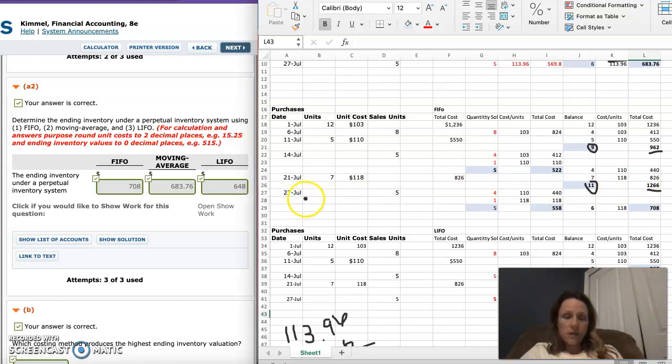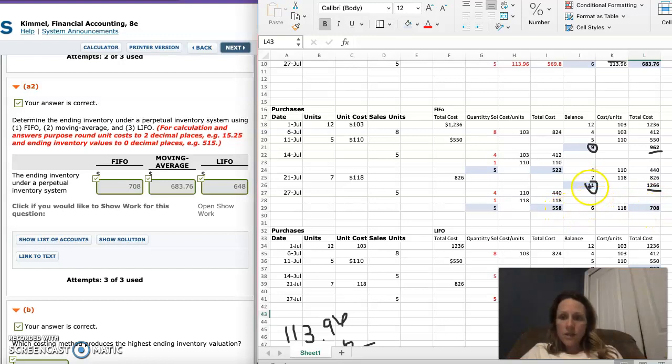Then we sell 5 of those units on July 27th. And so 4 of those are going to have to come from this leftover 4 units at the price of 110. So we have the 4 at 110, but we still need 1 more. So we're going to take it from these 7 units priced at 118. So 1 times 118 equals 118. We add those together to get the total price of those 5 units, and that's 558. We take 1,266 and subtract 558, and we get 708.